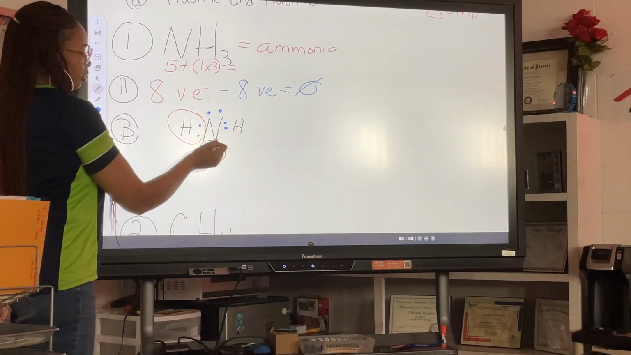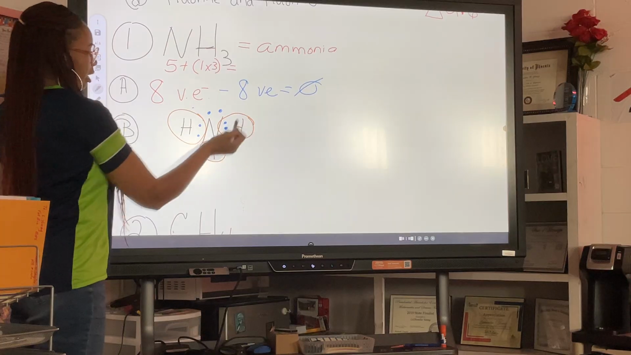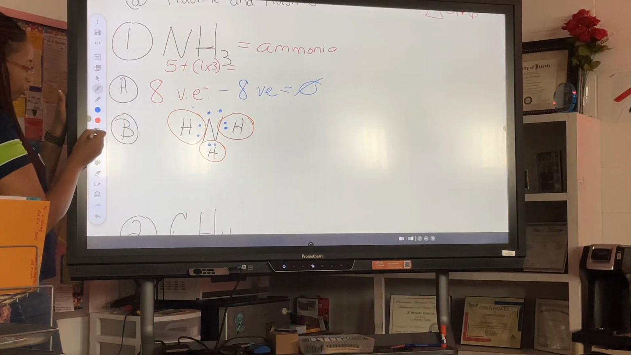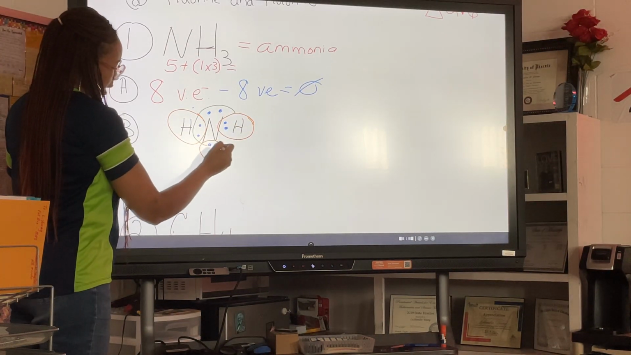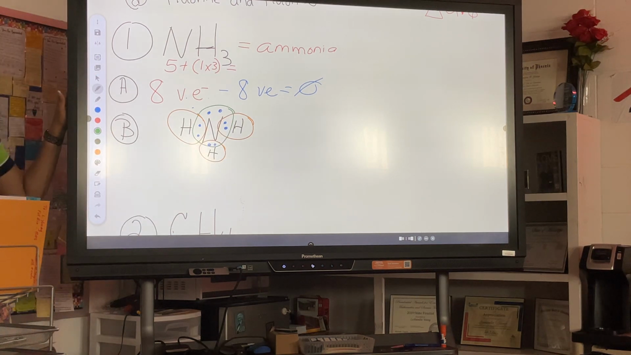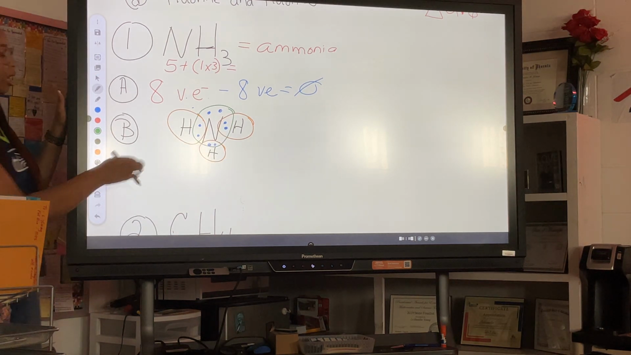Yes. Is this hydrogen happy? Yes. Is this hydrogen happy? Yes. Okay, let's check on my nitrogen. Is my nitrogen happy? It looks pretty happy. Yes, it's pretty happy. Now notice where I have overlap.